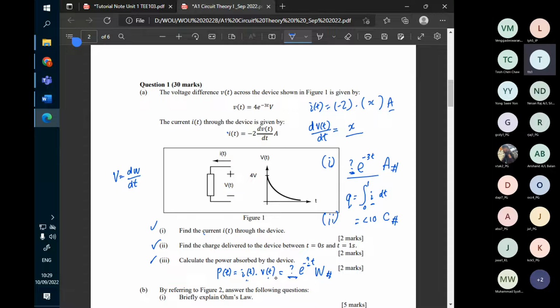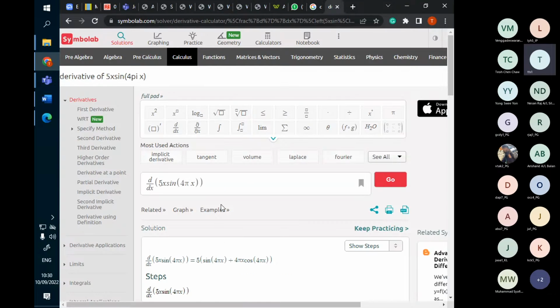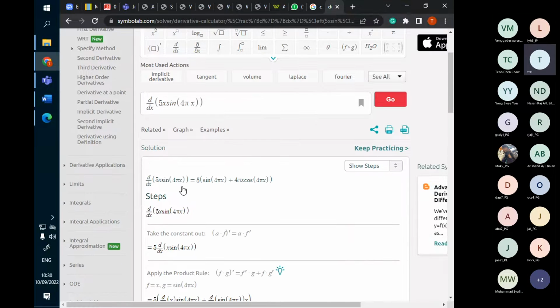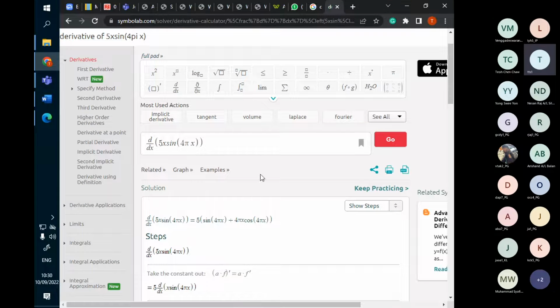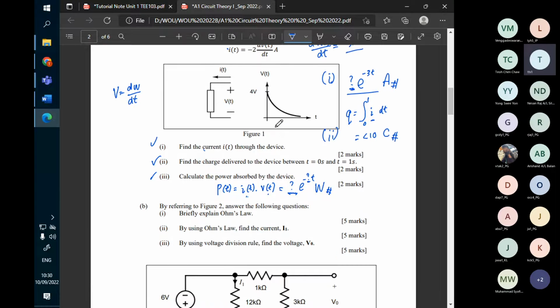Okay, if you are not so good at this mathematical formula, you can always come to a website like this to help you do the calculation. So no worry at all, actually. Okay, let's continue so that we can solve part B. Let's continue further on our slide.